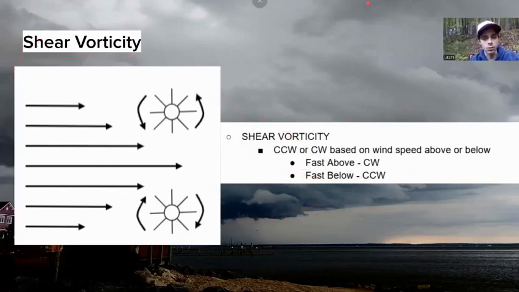So that's actually written reversed. So sorry about that. Because you can see above the fast winds, it's going counterclockwise, and below it's going clockwise. So sorry about that. I don't know how that happened on here. So that's reversed. So just to let you know that now it's right. So that's what we would call shear vorticity.